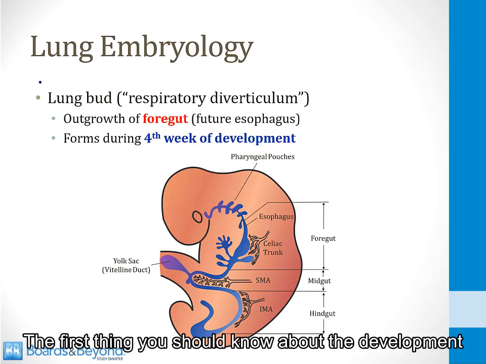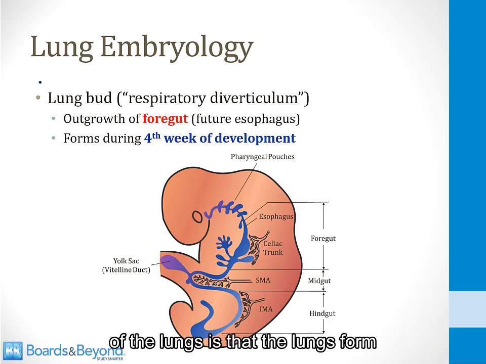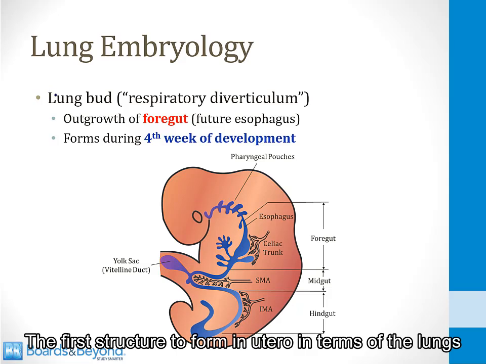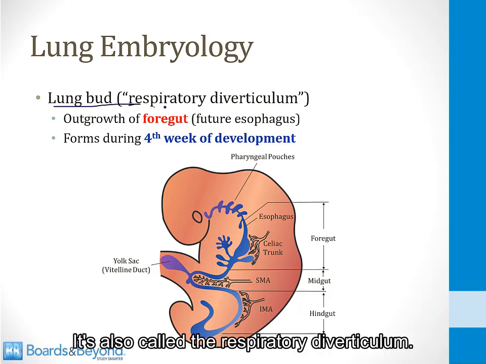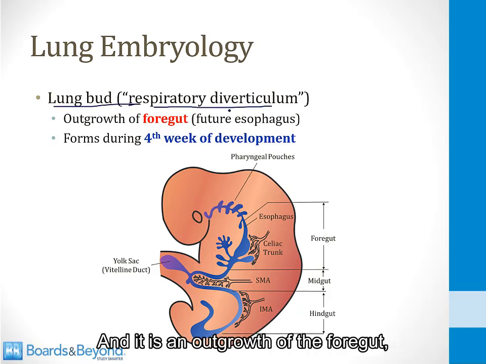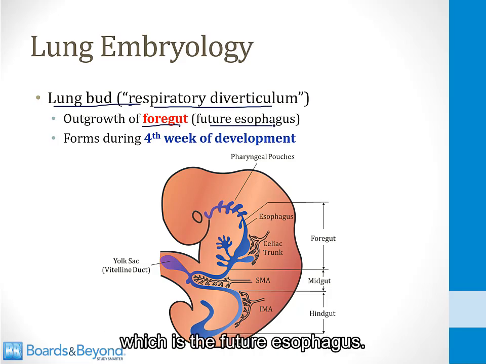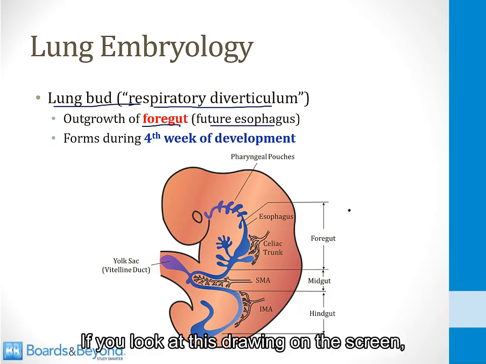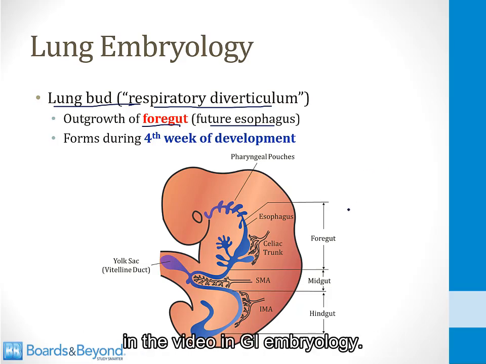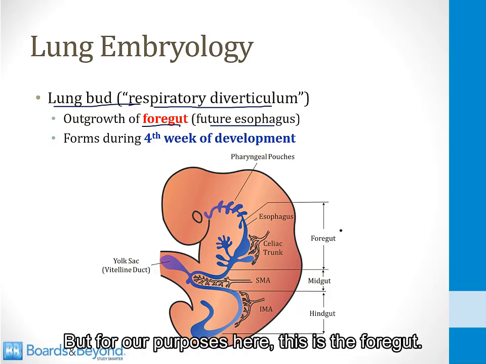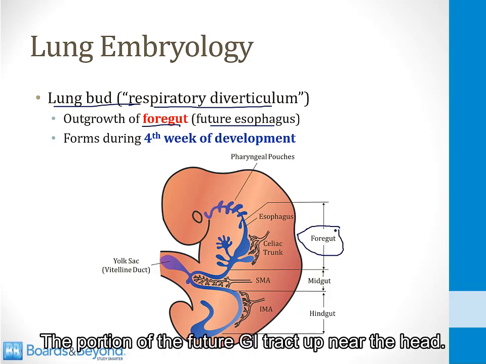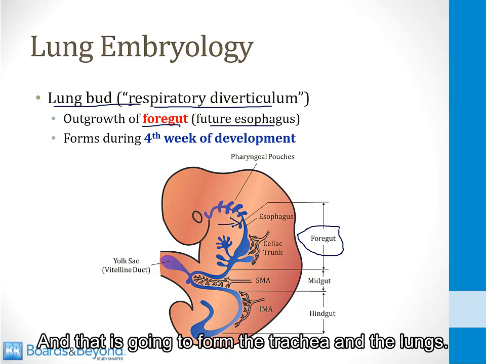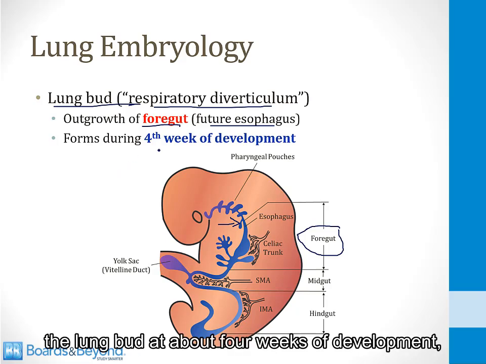The first thing you should know about the development of the lungs is that the lungs form as an outgrowth of the GI tract. The first structure to form in utero in terms of the lungs is called the lung bud. It's also called the respiratory diverticulum, and it is an outgrowth of the foregut, which is the future esophagus. If you look at this drawing on the screen, this is a drawing I go over in detail in the video on GI embryology. But for our purposes here, this is the foregut, the portion of the future GI tract up near the head, and there's this little bud coming off of it, and that is going to form the trachea and the lungs. And this all starts to happen in terms of the lung bud at about 4 weeks of development.